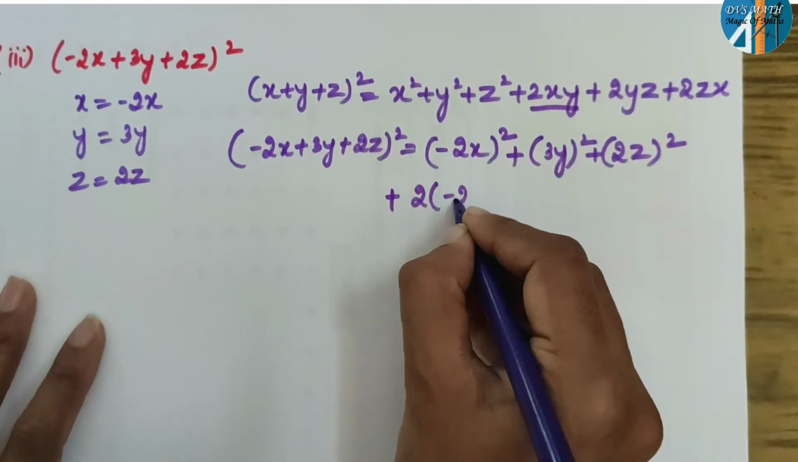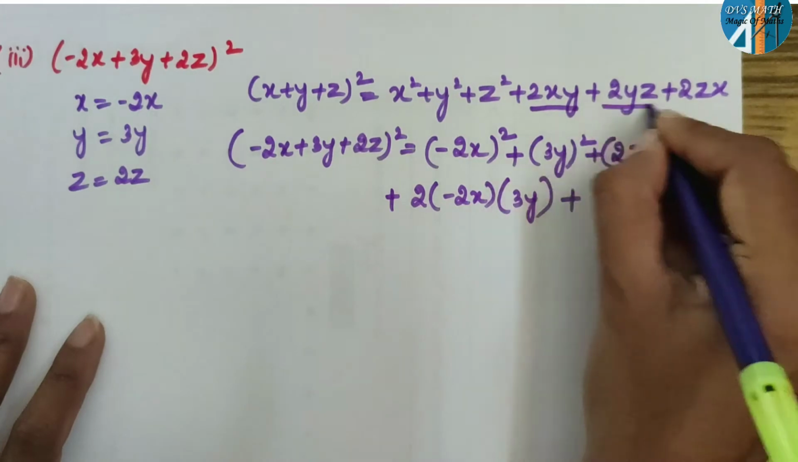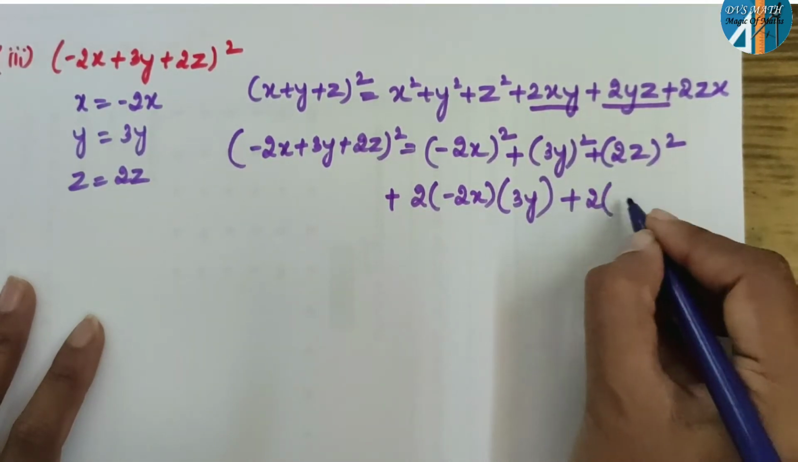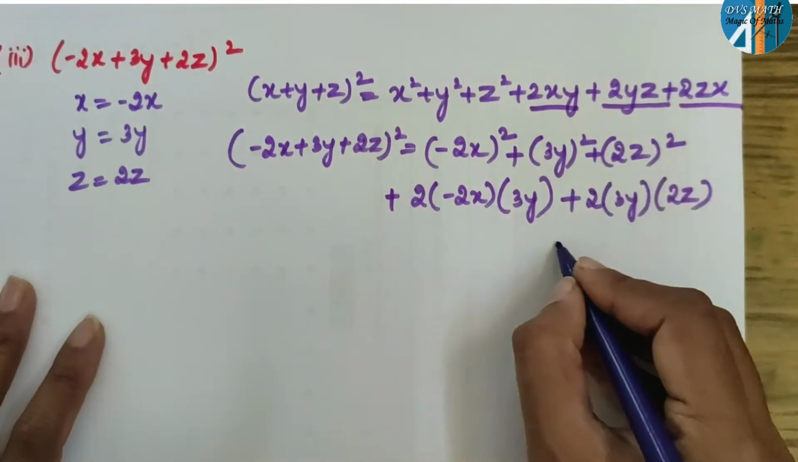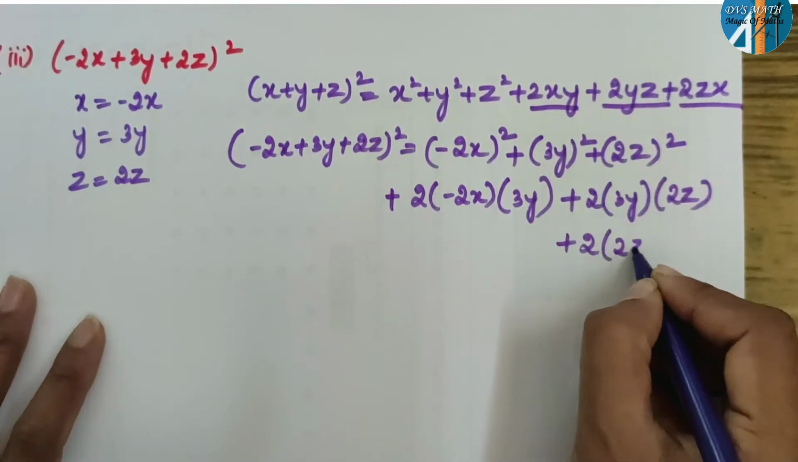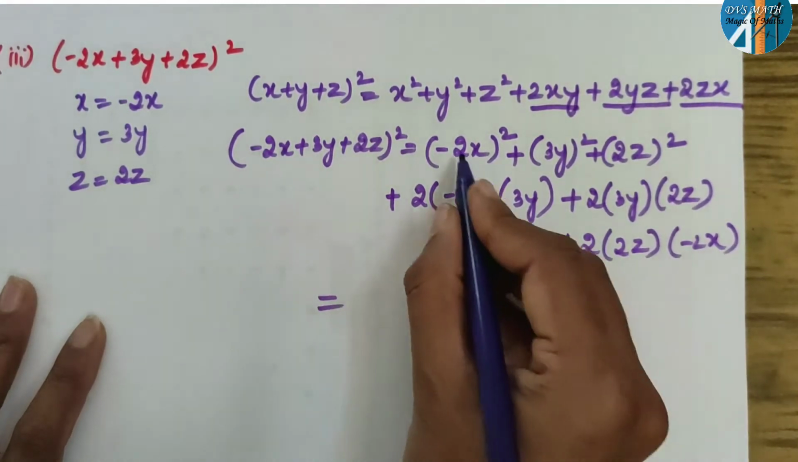So then plus 2xy. 2, what is x? Minus 2x. What is y? 3y. Plus 2yz. 2, y it is 3y, z it is 2z. Then 2zx plus 2. What is z? 2z. What is the x? Minus 2x.